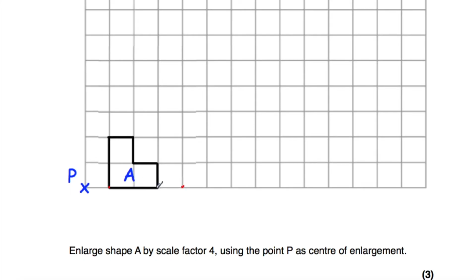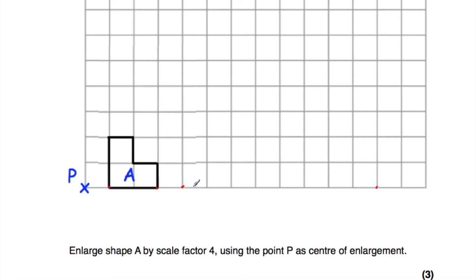Okay, now the bottom right hand corner. To get to the bottom right hand corner from P, we would go 1, 2, 3 to the right. So we're going to times that by 4 because the scale factor of enlargement is 4. So instead of going 3 to the right, we're going to go 12 to the right. So let's go back to P and go 12 to the right. So 1, 2, 3, 4, 5, 6, 7, 8, 9, 10, 11, 12. So that's there. So we've now got the base of A.